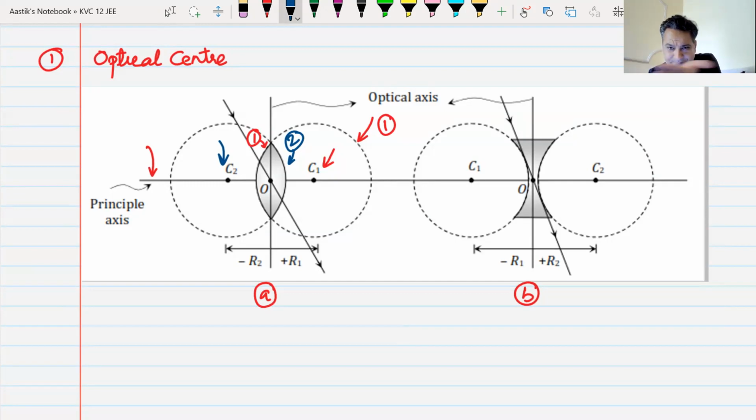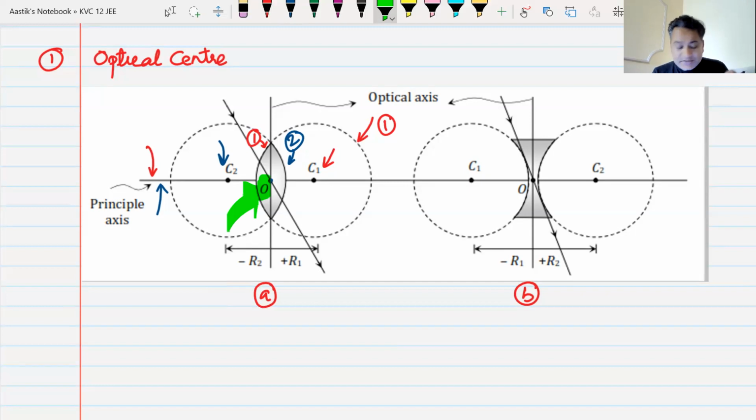Do we see this line? This line is known as the principal axis of this thin lens. The principal axis of this lens is the line joining the two centers of curvature. Whether you see it in a convex lens or a concave lens, it will remain the same. Then you have this point O. This point O is the center of this lens, you can call it the optical center.